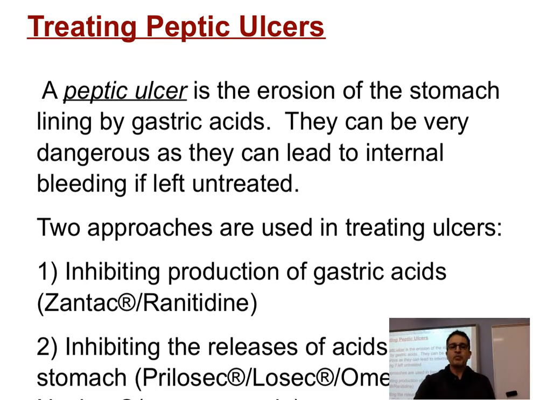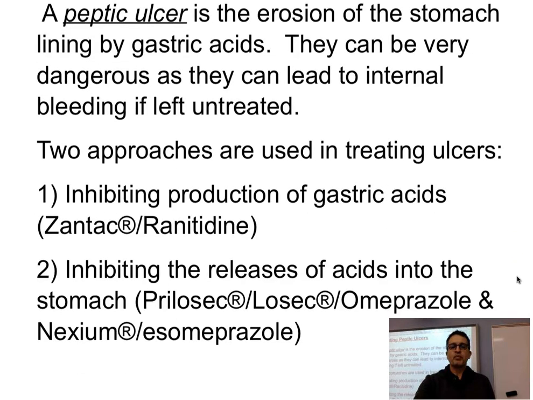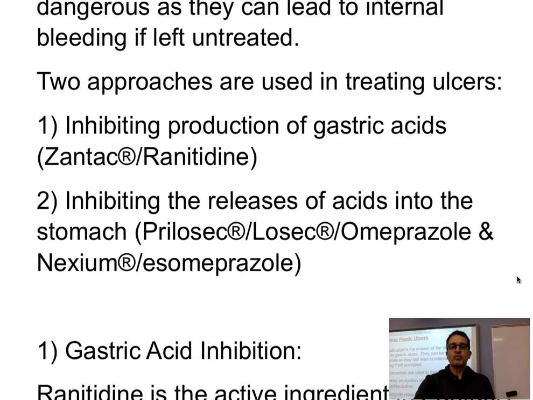So there are 2 ways in which we can do this. We can either inhibit the production of gastric acids, which is done by a drug called ranitidine, an active ingredient present in Zantac. Or you can inhibit the release of the acids. So the stomach still produces the acids, but the cells are not allowed to release them into the gastric cavity, and so they do not get to attack the lining. This is done by drugs such as omeprazole or esomeprazole, which are present in medicines like Prilosec and Nexium. So let's start with the first one, ranitidine.